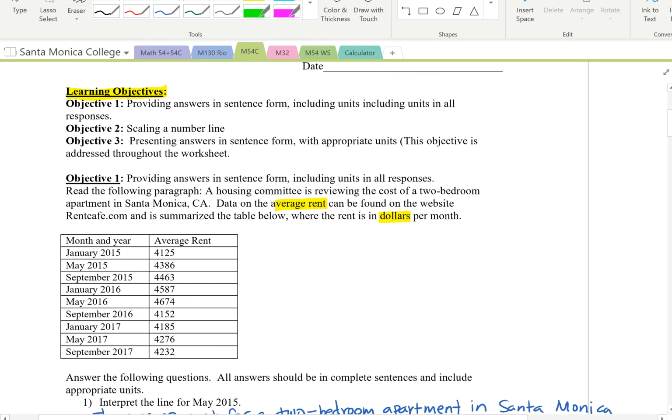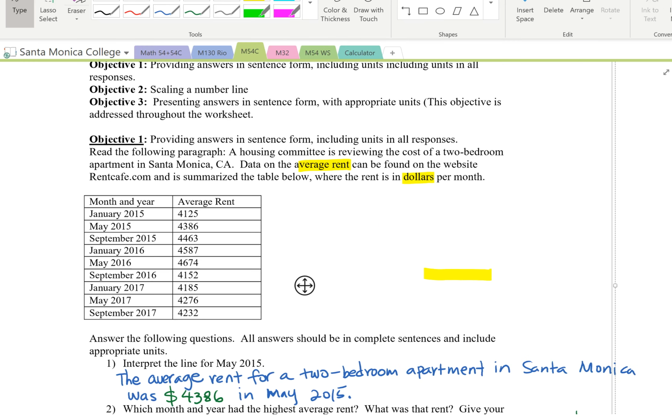Hello, in today's lesson, we're going to look at how to make a good number line. And we also review how to answer questions with complete sentences with units included. So let's look at the first objective: providing answers in sentence form, including units in all responses.